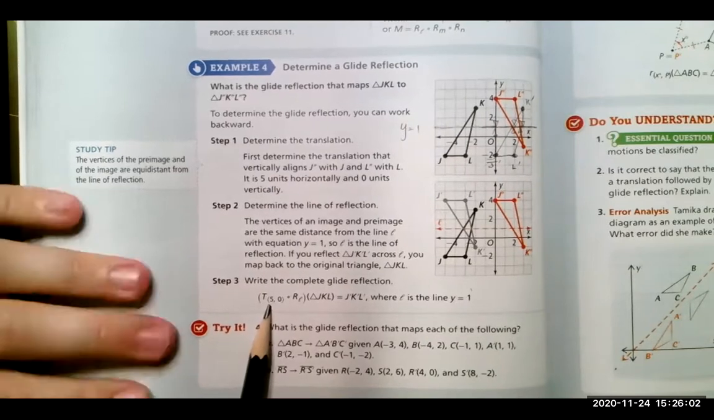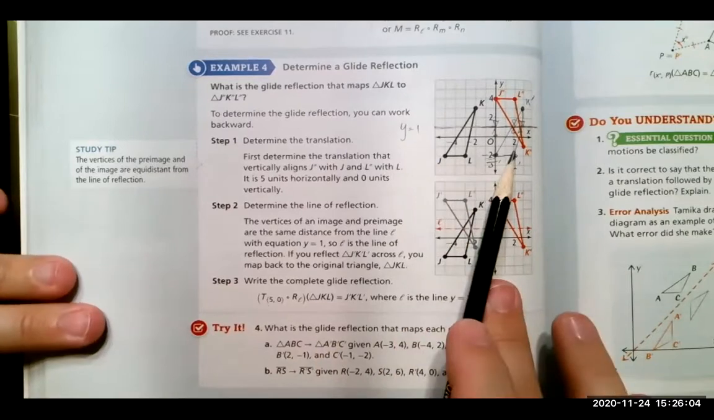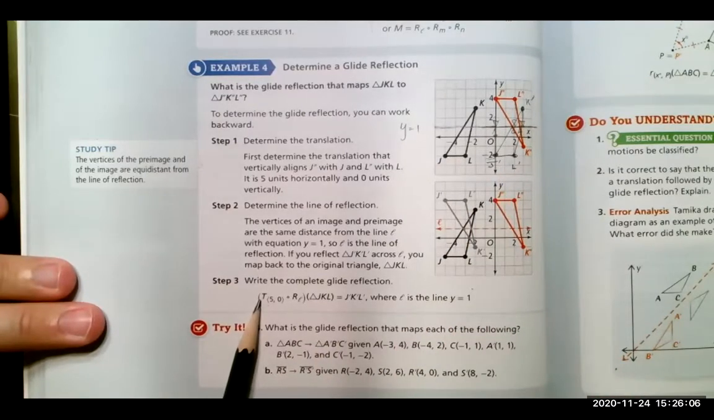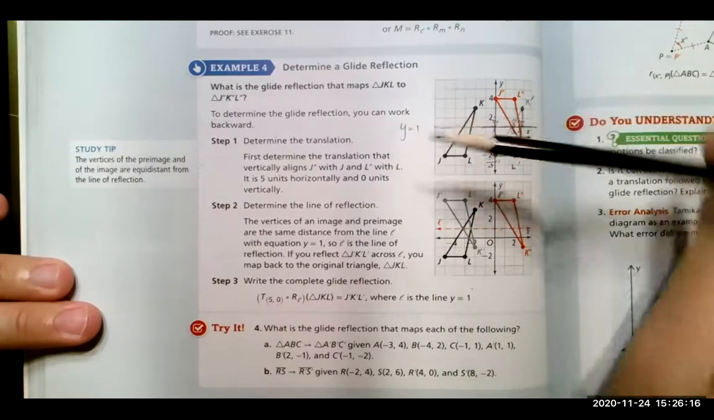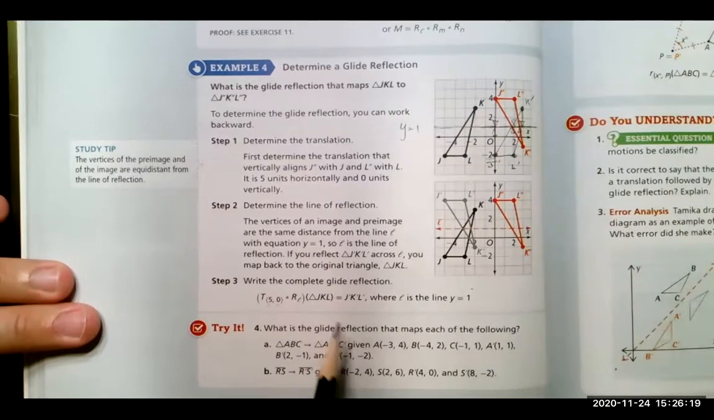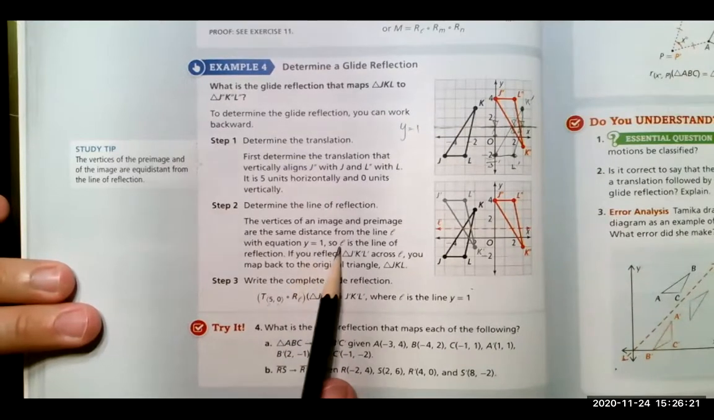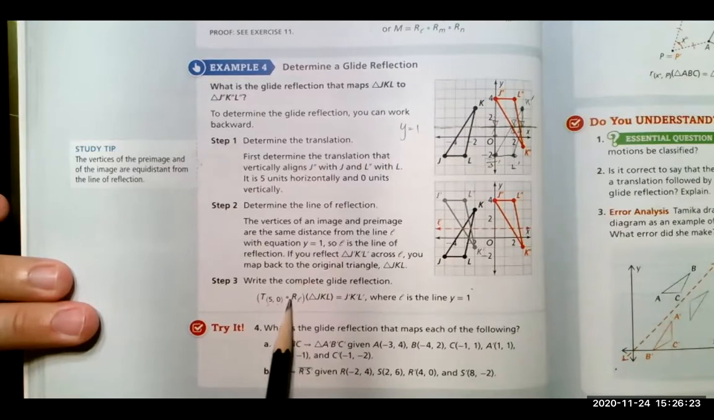I think the two things we found is that we want to shift it right 5 units. So you're seeing it's a translation, 5 units to the right and 0 units up and down. And then we said we want to reflect across that line y equals 1. They're just calling that line y equals 1 L. So they said reflect across L.